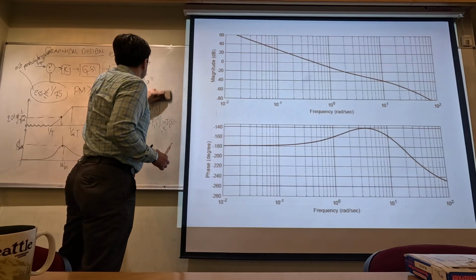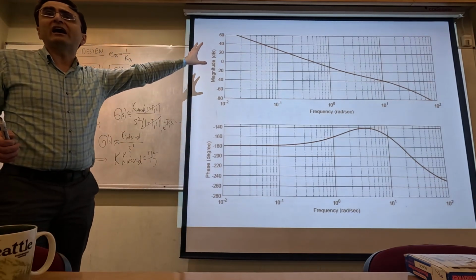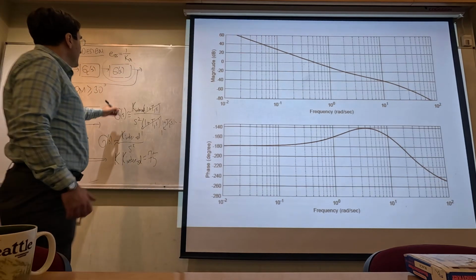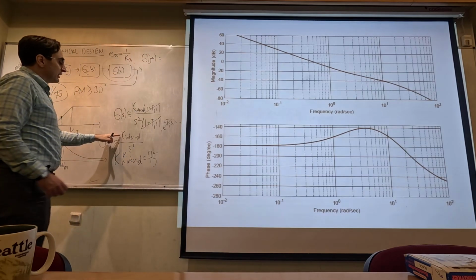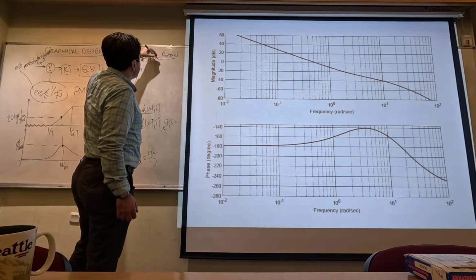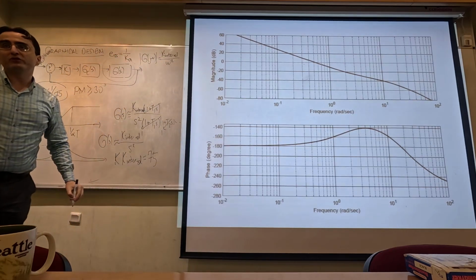Looking at an arbitrary point. Yes, concentrate on the Bode plot at low frequencies and try to read the magnitude value. At low frequencies, G of j omega is going to be looking like K internal divided by omega squared. This is the magnitude of G of j omega.